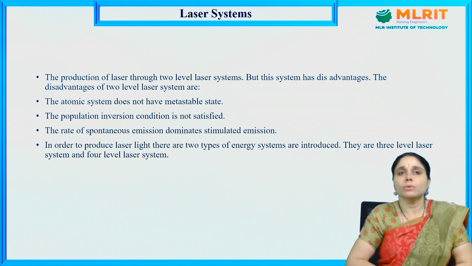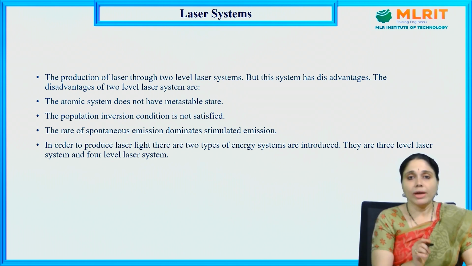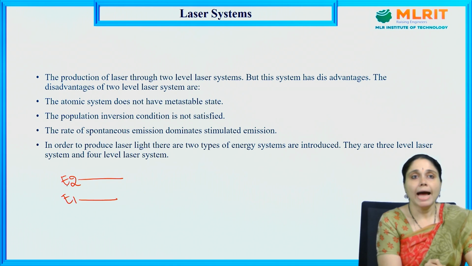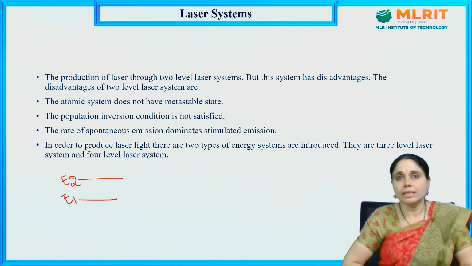Now, coming to the laser systems. As we have known from earlier, there are energy level systems. First, we learned about two energy levels, E1 and E2. One is the ground state, and the other is known as the excited state. So, laser production through the two level laser system is possible, but this system has disadvantages.